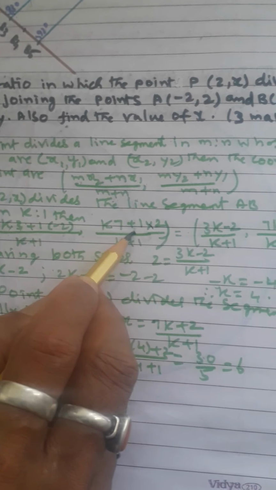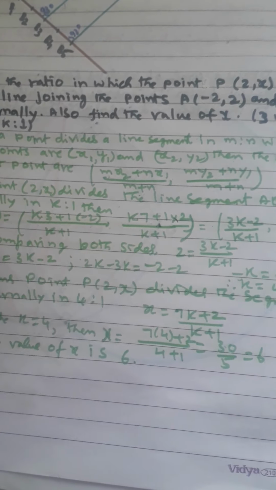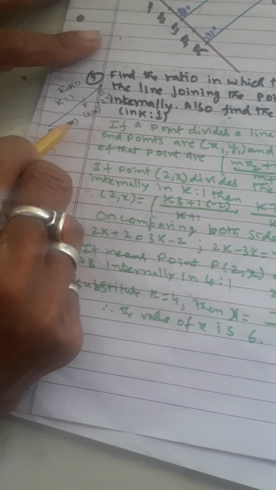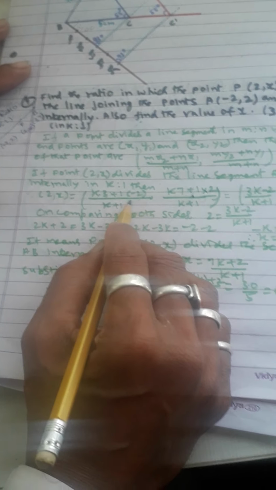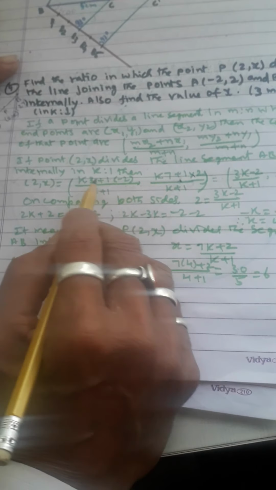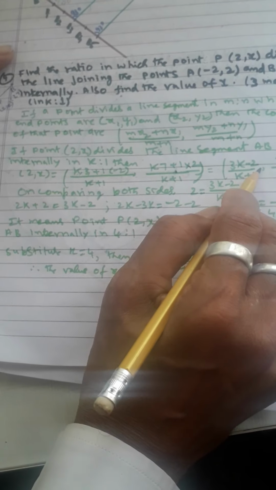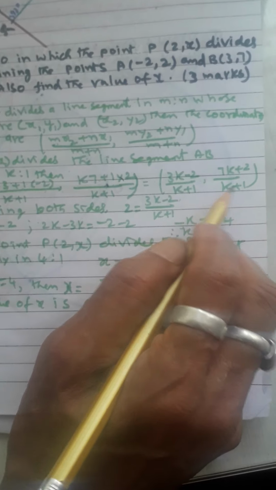What are the y coordinates? How do you find them? Now you multiply by the other 1 actually. 1 into this 2, the y coordinate here is 2, then k into this 7. That is what I wrote here. That is the y coordinate, this is the x coordinate. So both we have written here. So 3 into k, 3k you will get, minus 2 into plus 1 you will get minus 2, divided by k plus 1. Then here k into 7, 7k, 1 into 2, 2 you will get, divided by k plus 1.